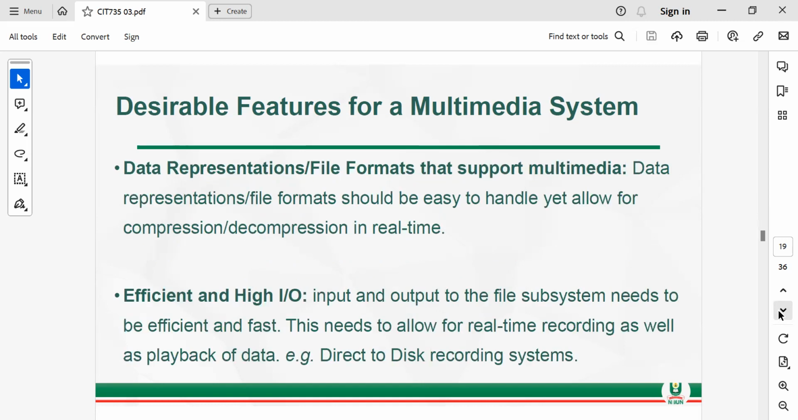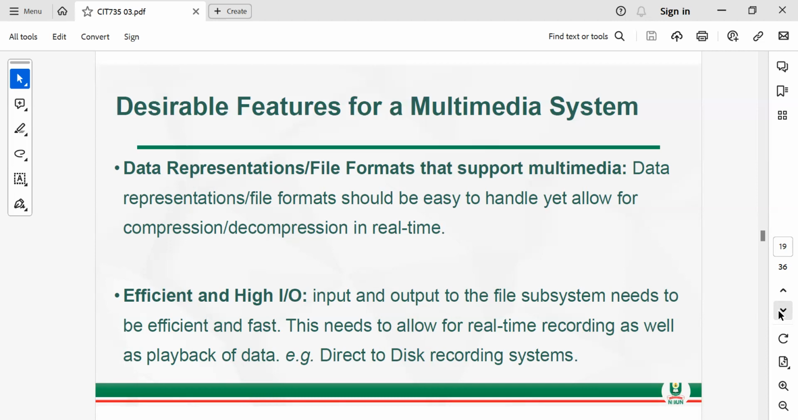Then data representation: a file format that supports multimedia. File format should be easy to handle, yet allow for compression and decompression in real time. It could compress the file, reduce the size when it is transmitting it. When it gets to where you are going to use it, it can decompress it, open it and expand it so that you can now see the real file and it doesn't affect your storage.